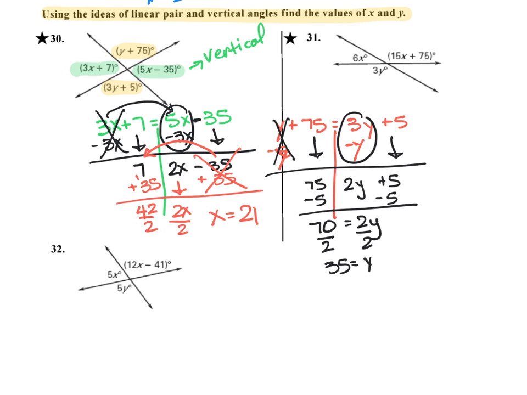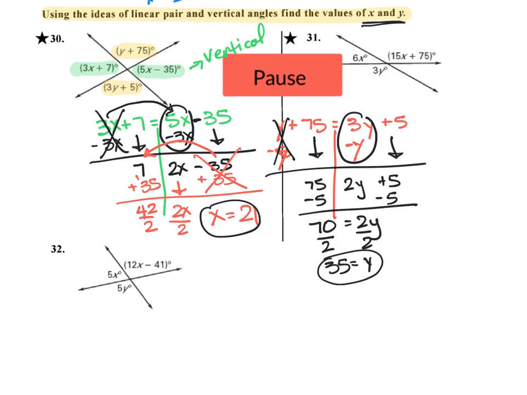Go back and look at the directions, and it does say find the values of x and y. I have those two values right there. And so question number 30 is finished. What I'm going to do here is clean this up, and then let's look at 31. It's slightly different. So I'm going to get that fixed up. We'll pause right here.